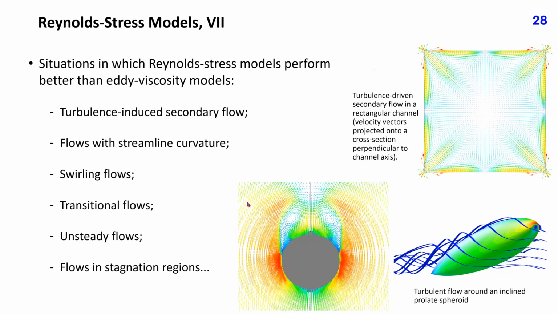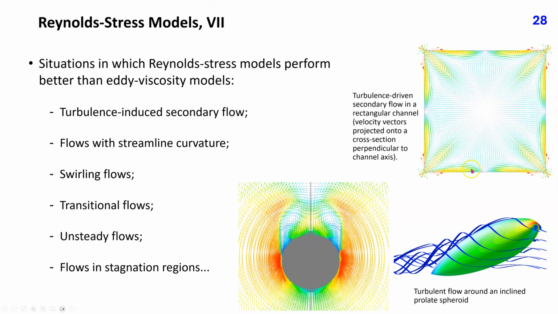As already mentioned, Reynolds stress models do not always lead to better results than K-epsilon models. However, there are situations in which Reynolds stress models always perform better than eddy-viscosity models. Here are some examples: turbulence-induced secondary flows, flows with streamline curvature, swirling flows, transitional flows, unsteady flows, and flows in stagnation regions.